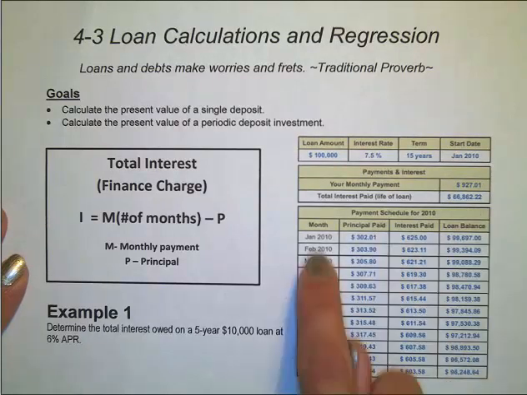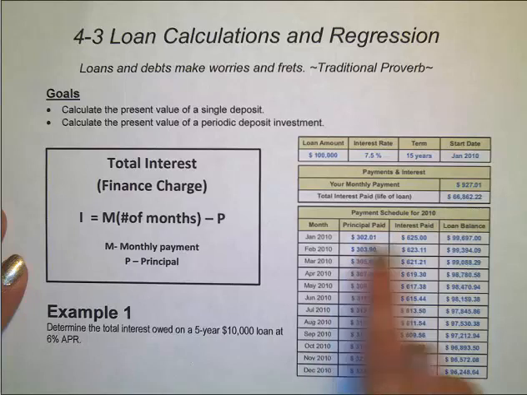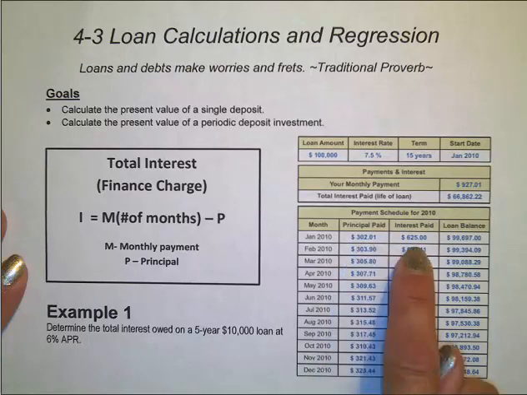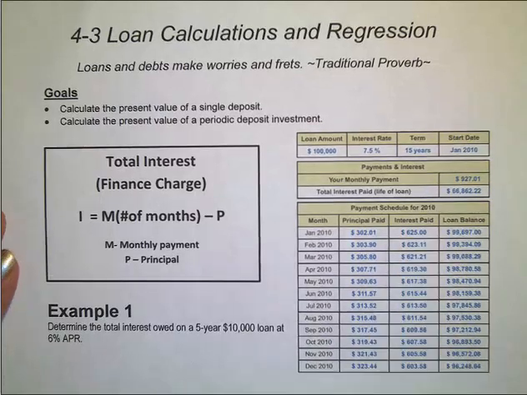So in January of 2010, this loan was still for $99,697. The payment of $927 was broken up into this amount for principal and this amount for interest. Very important.